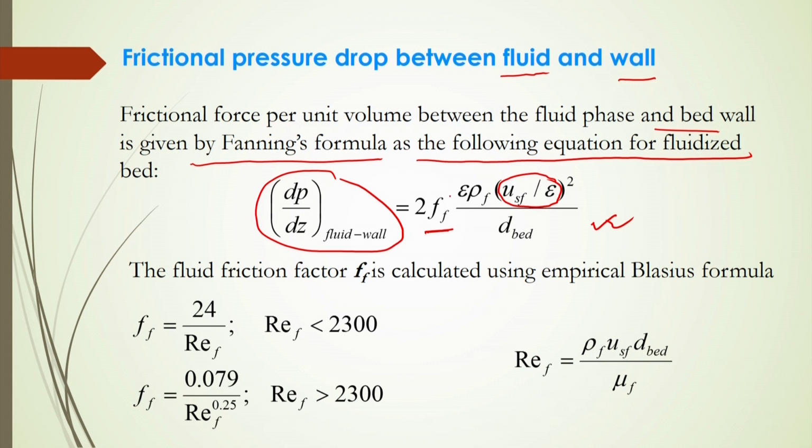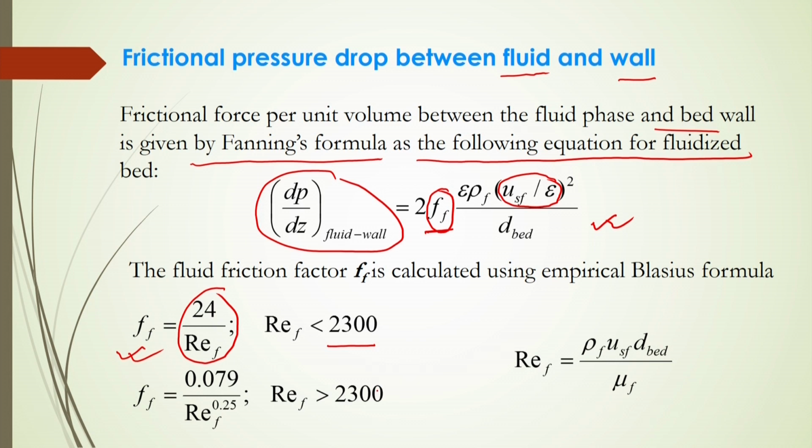Now for this again you have to calculate the friction factor of fluid flow. This friction factor of fluid flow you can calculate from this equation. If it is laminar flow, you can directly calculate FF equals 24 by REF. This REF, if it is less than 2300, then you can directly use this equation. This will be rho f USF d bed by mu f, where mu is the viscosity.